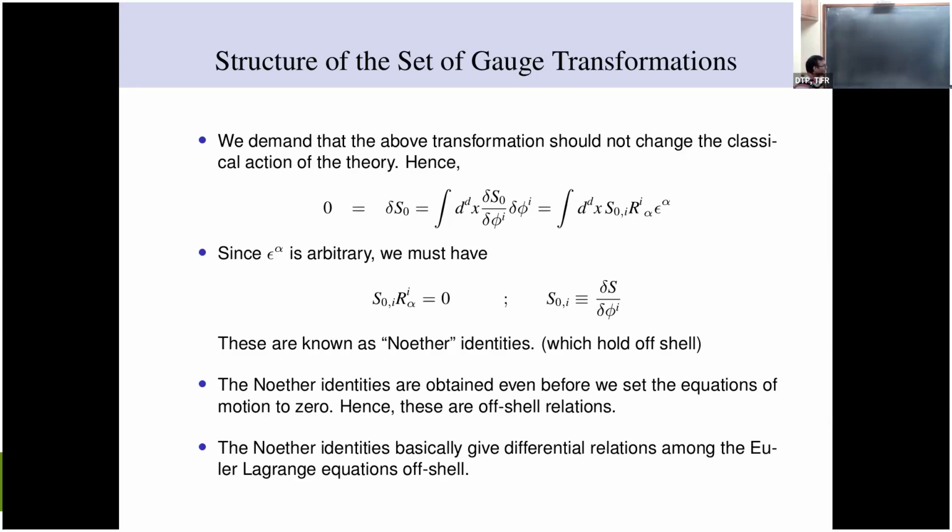Yes, I'm just coming to that. There could be a boundary term, but I'm not considering boundary terms. If you have a boundary term, then of course there will be some extra pieces. So these Noether identities basically give differential relations among the Euler-Lagrange equations off-shell.